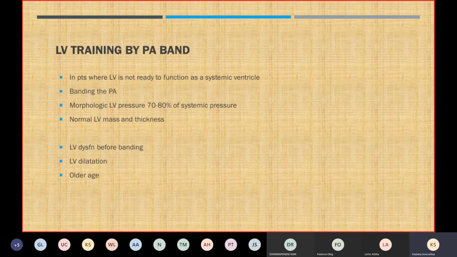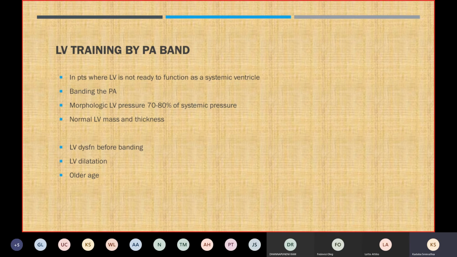As I said, all patients are not subjected to surgery in early life. Few of the patients will reach adolescence or adult age. By then, the patients may not be suitable for a double switch operation. Now, what can we do if we still need to go ahead with a double switch operation? There is something called LV training by banding the pulmonary artery acutely, just as it comes out of the left ventricle.